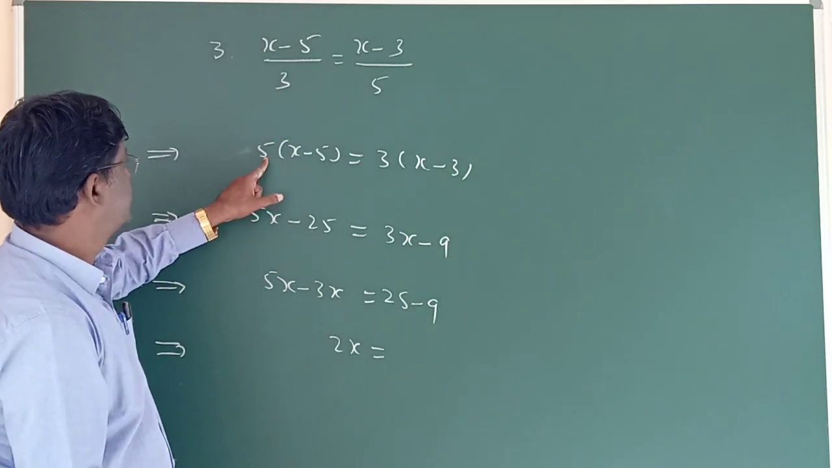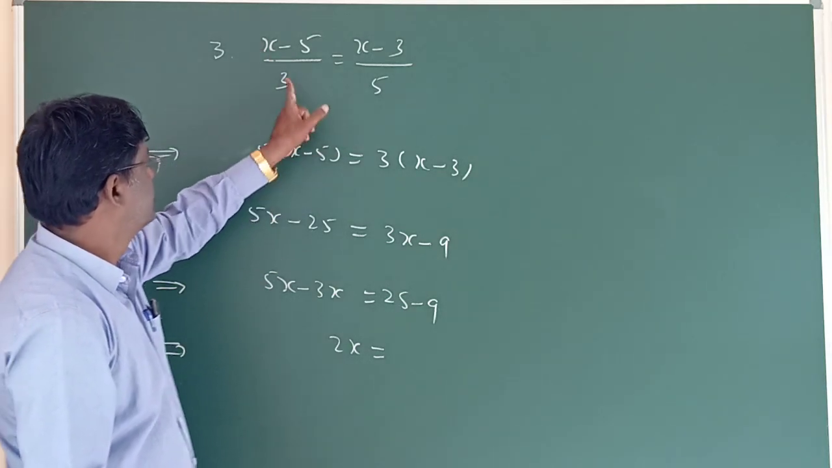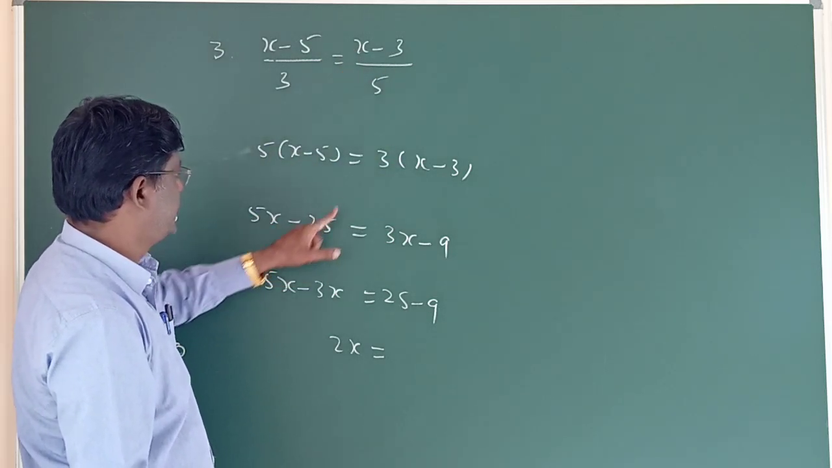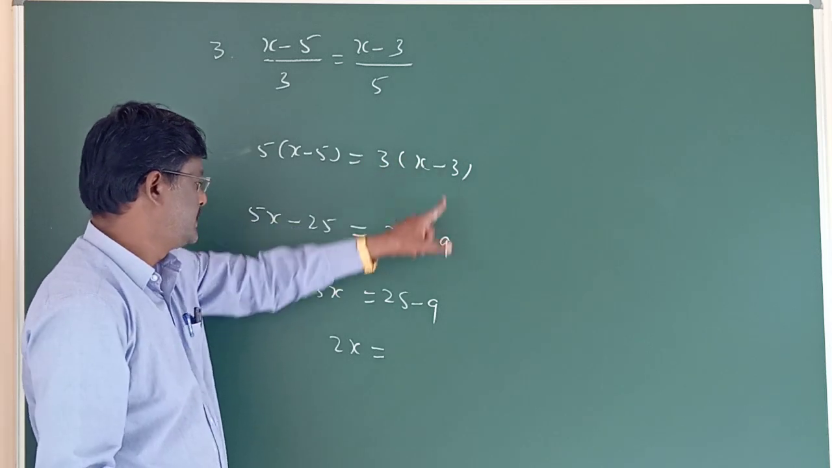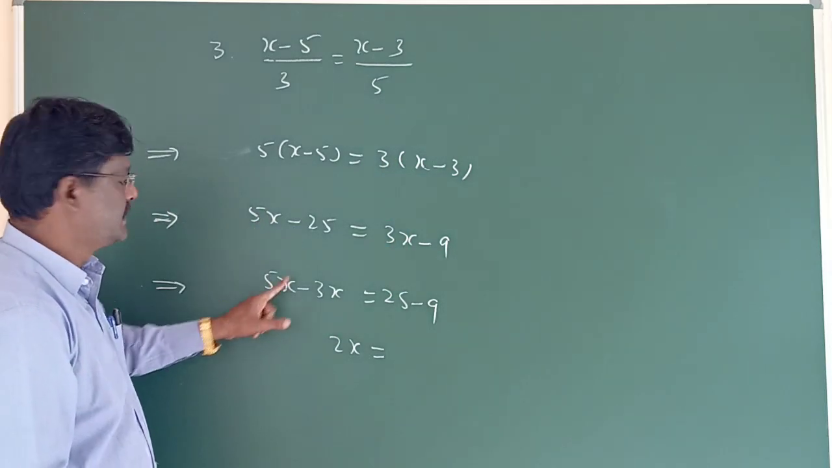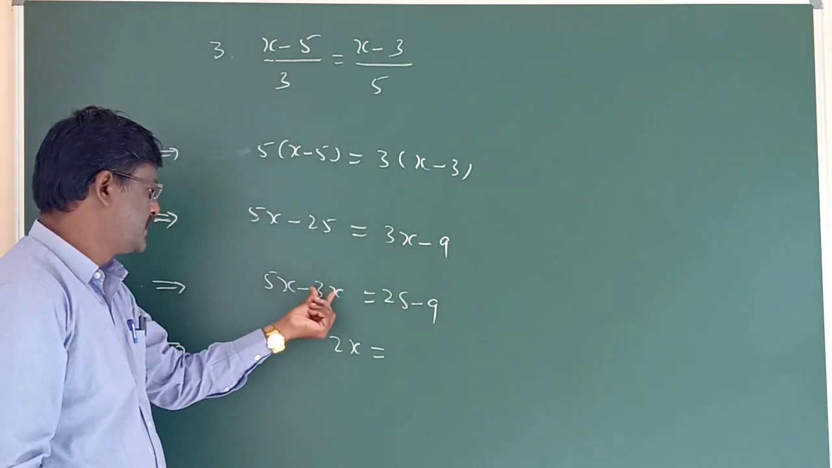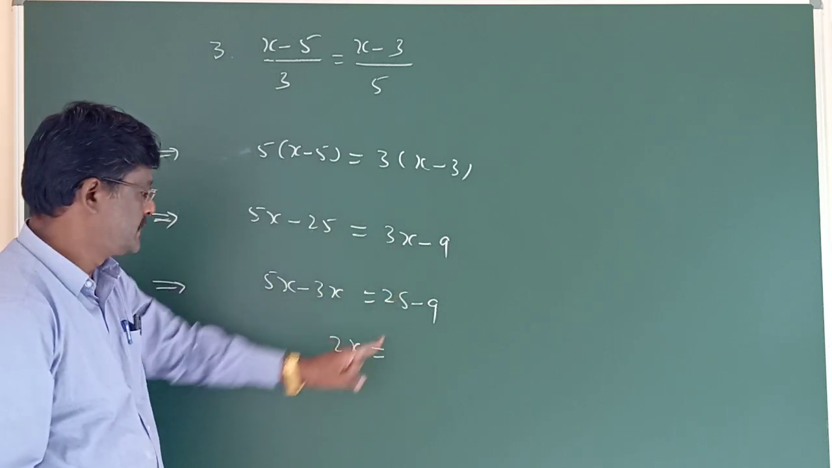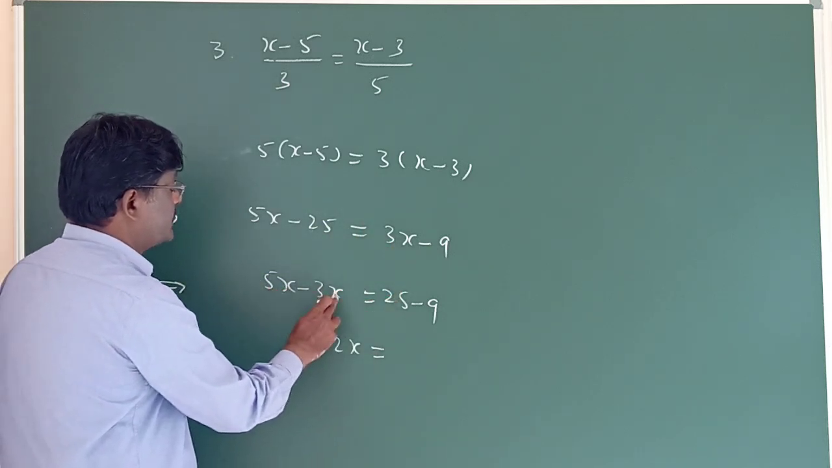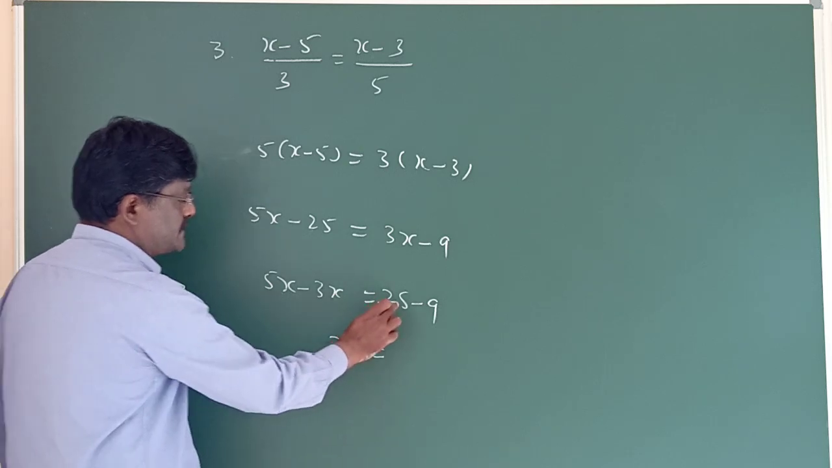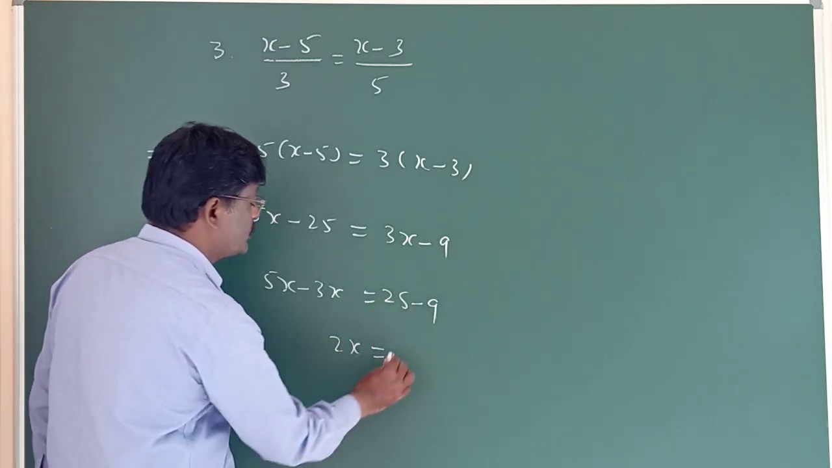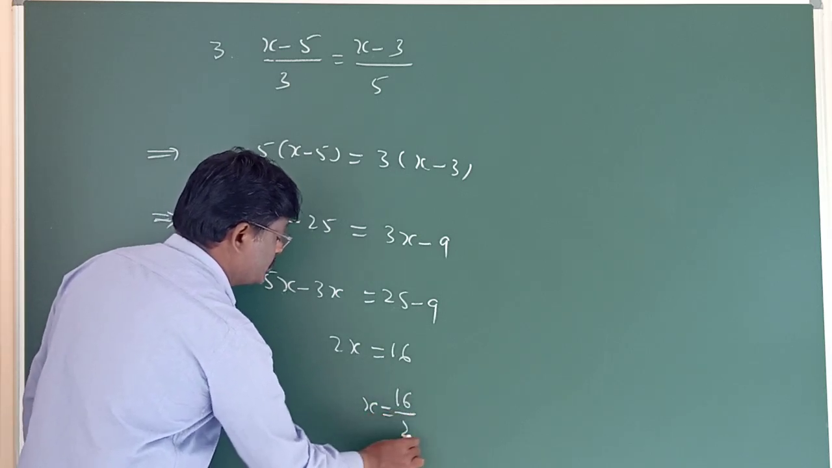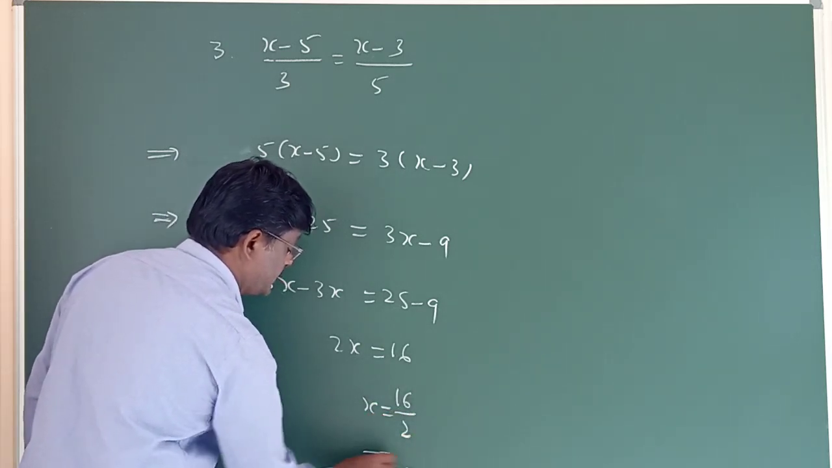5 into x, 5 into x minus 5, 3 into x minus 3: 5x, 5 5s are 25, 3 into x, 3x, 3 3s are 9. Next 5x. Here we have brought 3x to the left hand side, then we have sent this minus 25 to the plus. Now therefore 5x minus 3x is what? 2x. Next 25 minus 9 is what? 16. Hence x equal to 16 by 2. Thus x is what? 8.